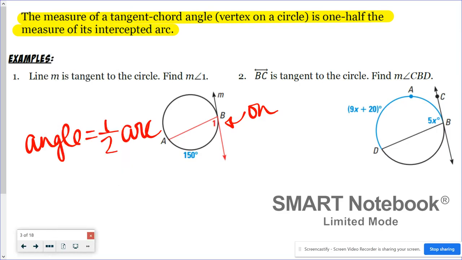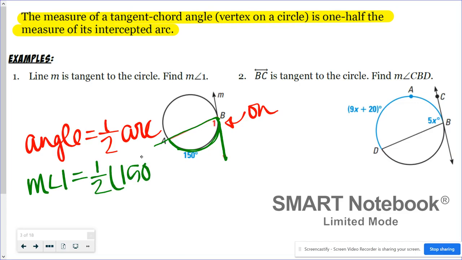And so the arc here is 150 degrees. Notice that angle 1 is making that arc. Okay, so that means that the measure of angle 1 is equal to half the measure of the arc, which is 150, and half of 150 is 75. Pretty simple. Yeah? Let's try another one.